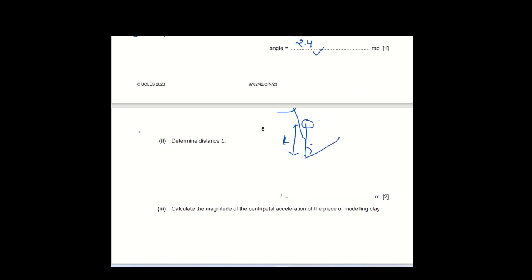if this angle is 2.4 radian, this arc length is 0.44 meter, and we have a relation theta is equal to arc by radius. And here you can see in this question, this length L will act as a radius. So substitute the values. Theta here is 2.4, equal to arc 0.44 divided by radius. Radius here is L. So L will come out to be 0.44 divided by 2.4. So L here is 0.18 meter.